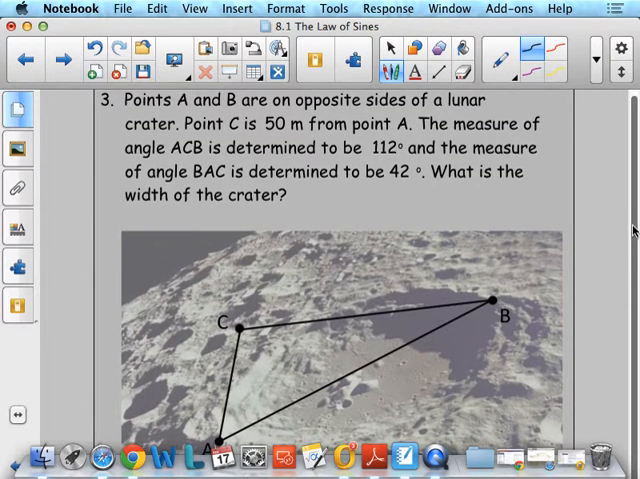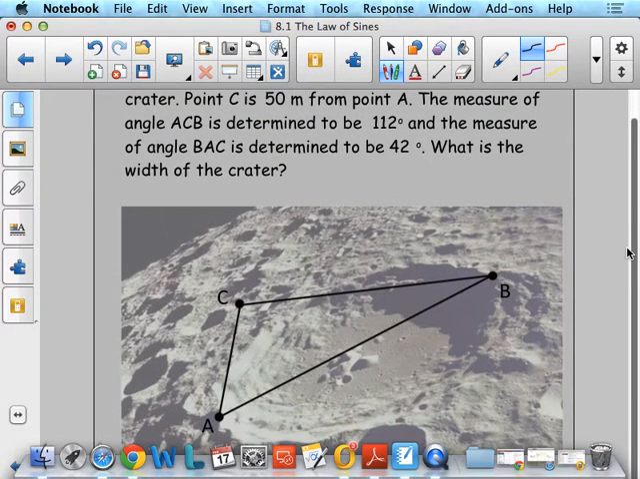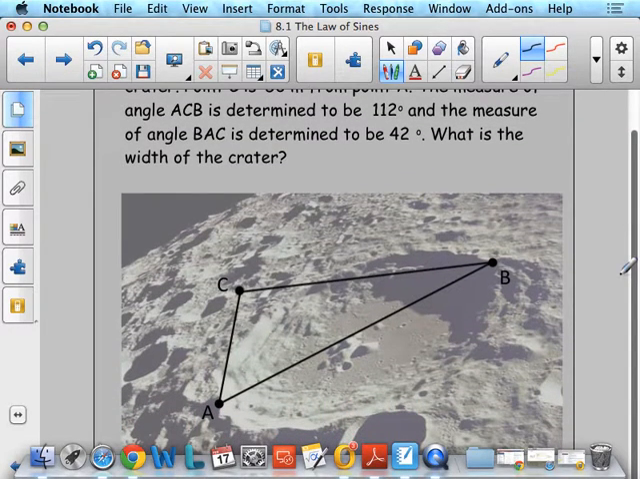Okay, so the first thing it tells us is point C is 50 meters from point A. So if we draw a triangle ABC, from point A to point C, you know that's 50 meters. The second thing it tells us is if ACB, so this angle right here, is 112. We also know that BAC, so this angle here, is 42.